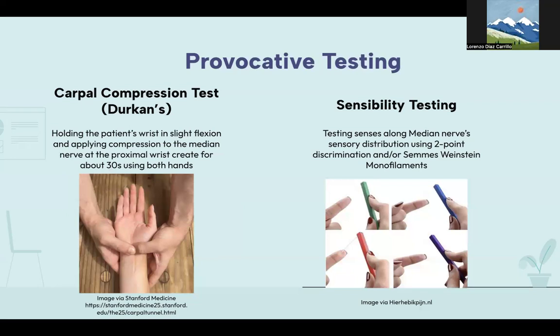The next one will be sensibility testing. You can use things like the Semmes-Weinstein monofilament test or two-point discrimination, as I mentioned earlier, to help confirm or identify any sensory deficits caused by potential CTS. In this case, you would again test along the median nerve's sensory distribution patterns. You can use that other slide as a follow-along or a map, or I found it helpful to draw it out and color it myself. But it's important to note that any sensory deficits in any part of the hand, even if not along the median nerve distribution, will help you understand their symptoms and evaluation. And it's very important to document all of that.